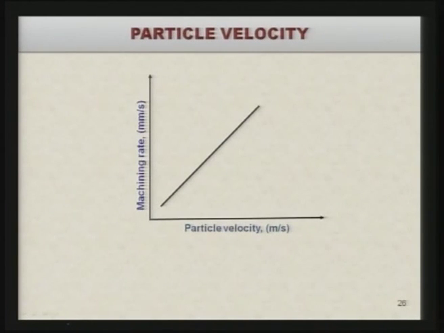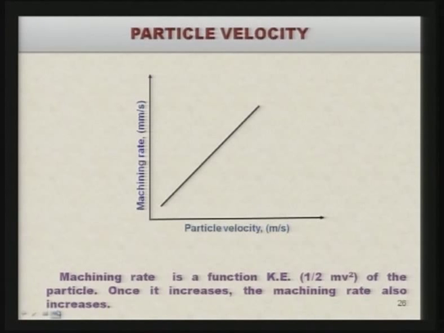Particle velocity: as the particle velocity is increasing, machining rate in terms of millimeter per second is also increasing, and we already know that the penetration rate is also going to increase. So, machining rate is a function of kinetic energy of the particle. Once it increases, the machining rate also increases.